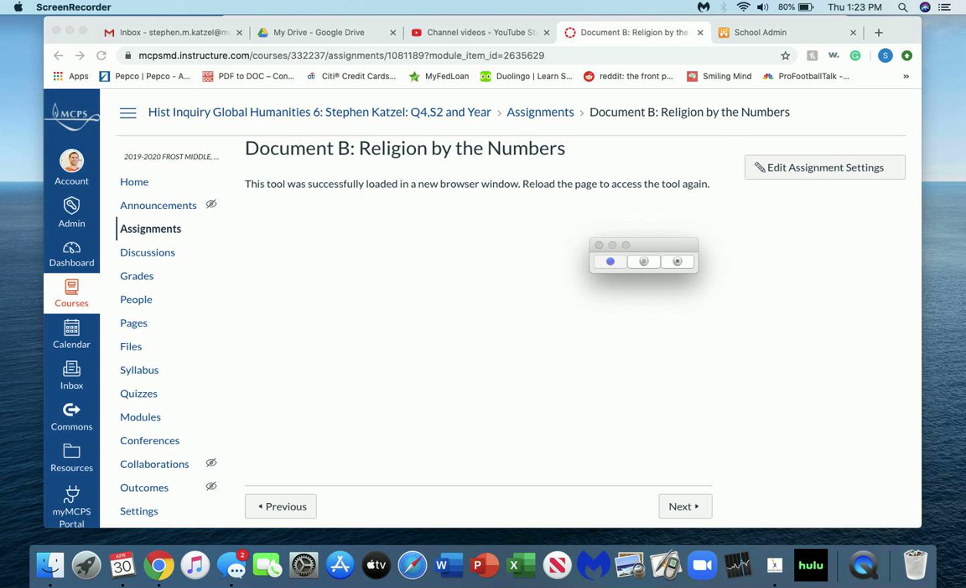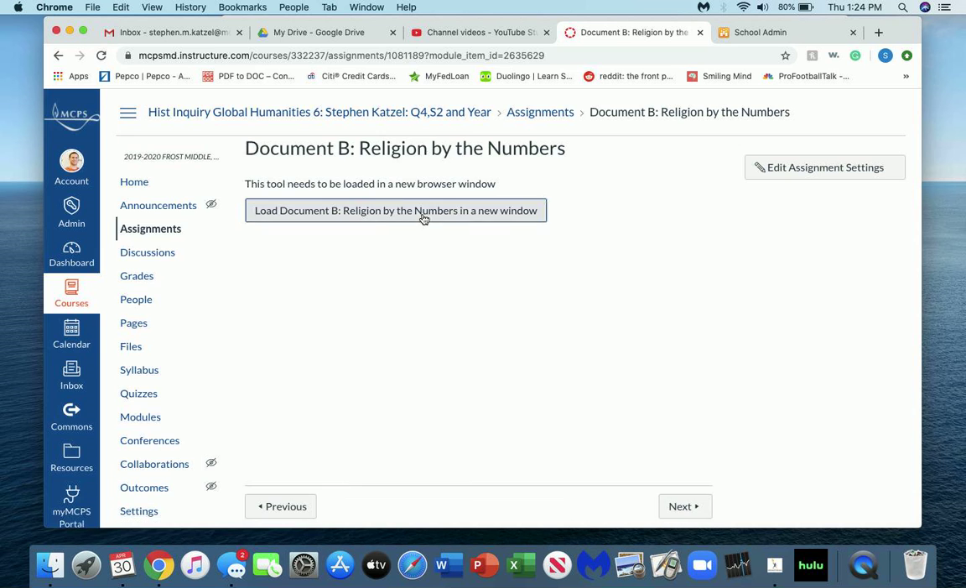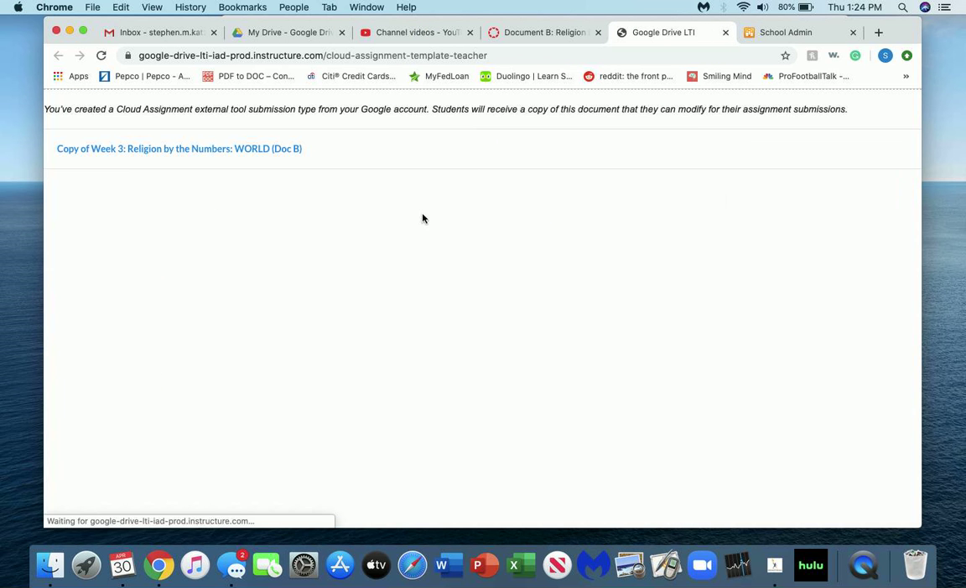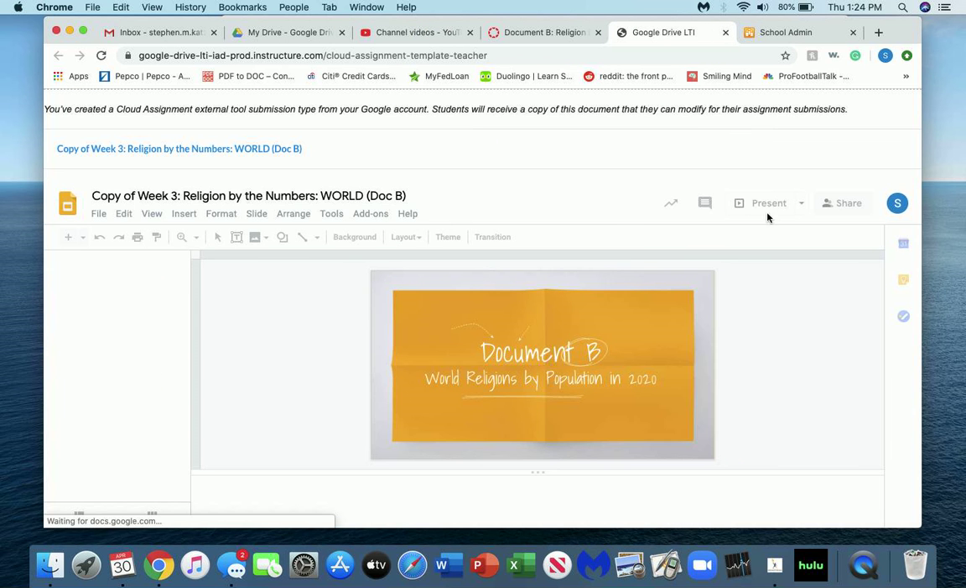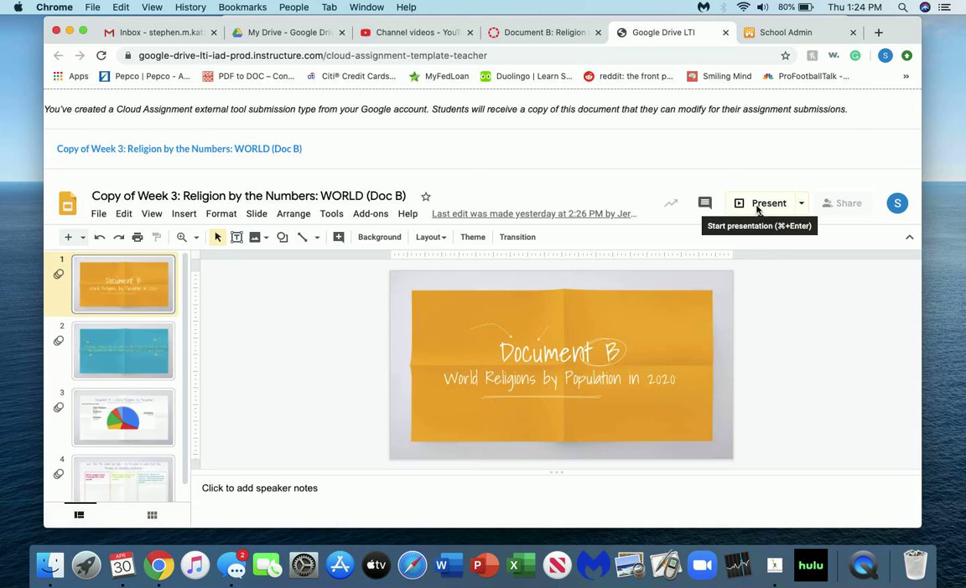All right, students, we're going to move right into document B, which is Religion by the Numbers. This is going to be religion percentages in the world. Document A was all about the United States and religion, but we're going to look at document B. All right, let's hit refresh. There we go. So, world religions by population in 2020.